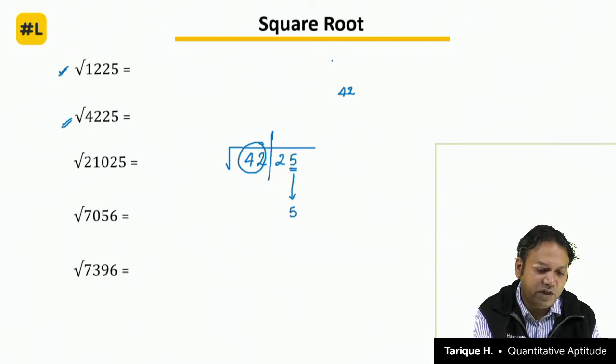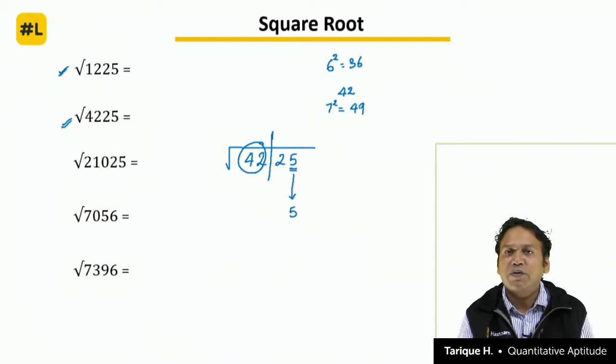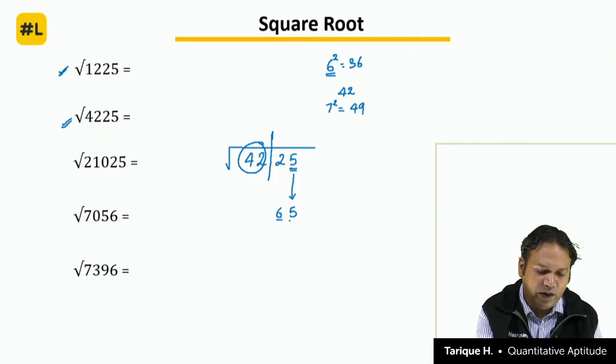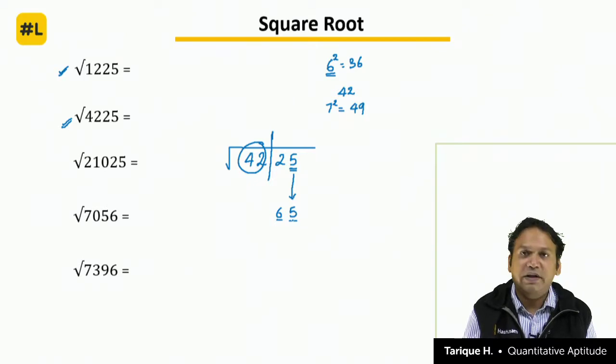You will say 42 is between the square of 6. Now these squares you should know by heart, so you don't have to put pen to paper for writing this. So 42 is between 6 square, 36, and 7 square, 49. So what do we do? We take the smaller number 6 and write it here. So immediately we get to know the square root of 4225. The answer is 65. Done. So very simple, very easy.